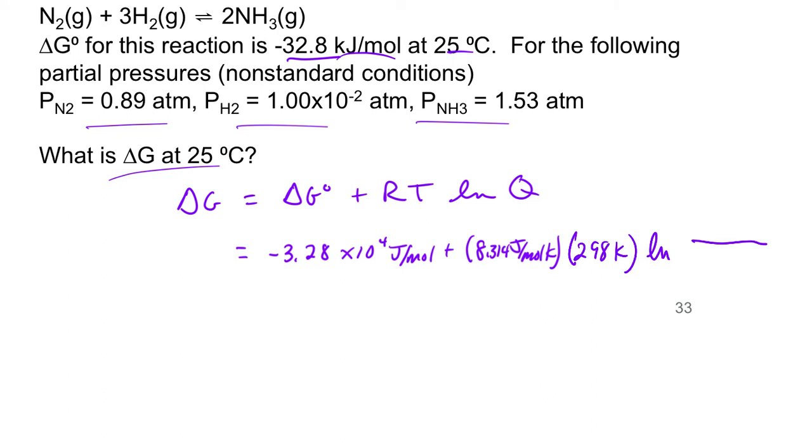So our partial pressure of ammonia was 1.53. And that's going to be squared because of the stoichiometric coefficient of 2. We have 0.89. That's the partial pressure of nitrogen, raised to the stoichiometric coefficient of 1. And then for hydrogen, we have 1 times 10 to the minus 2, and that is cubed.